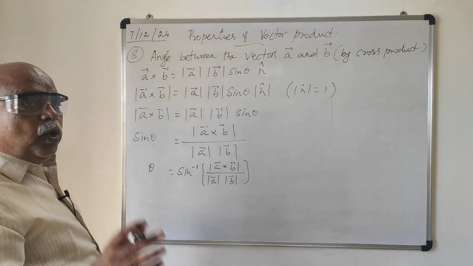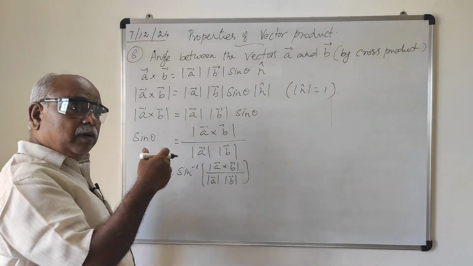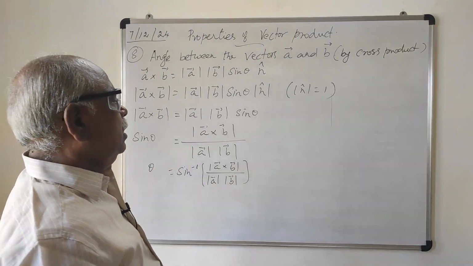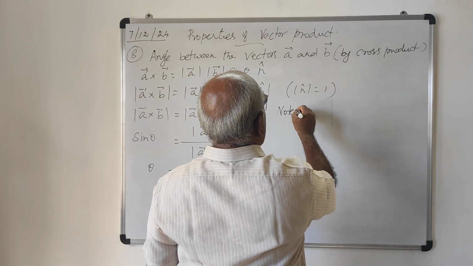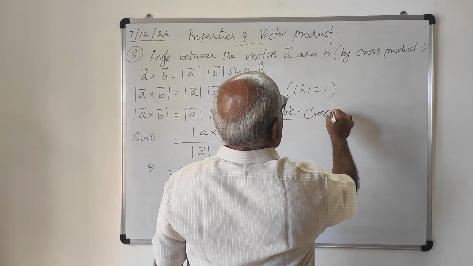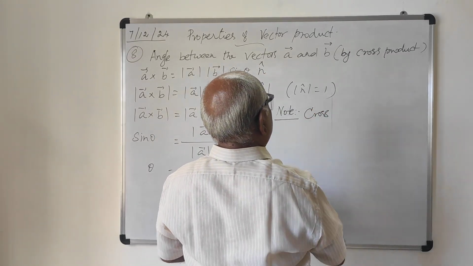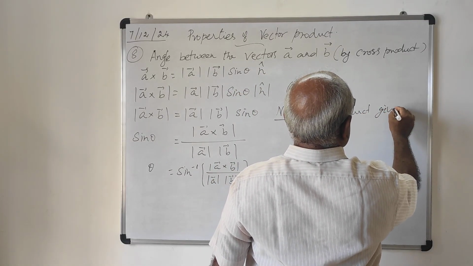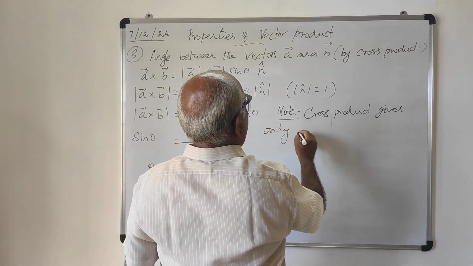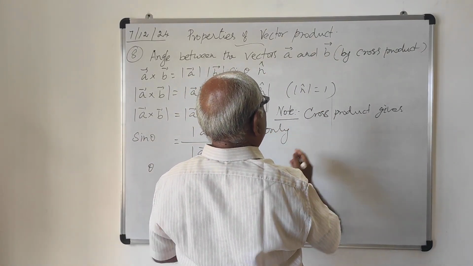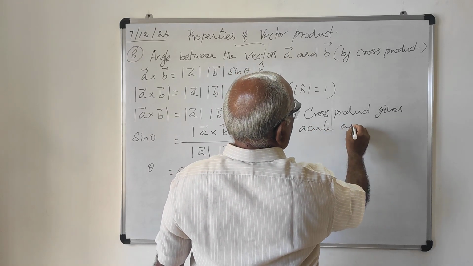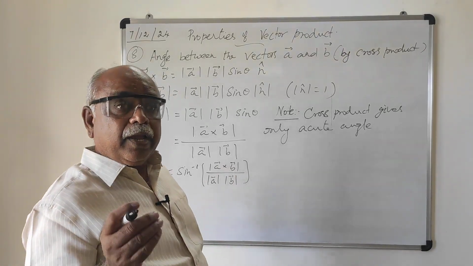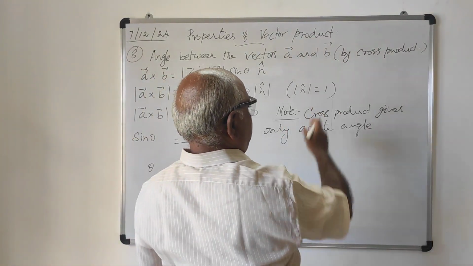See, this vector product gives you only acute angle because sin theta in the first quadrant and second quadrant, both the quadrants, theta is positive. Therefore, this cross product gives you only acute angle. You put as a note, cross product formula gives only acute angle between A and B. Using cross product we can determine only acute angle between the vectors A and B.